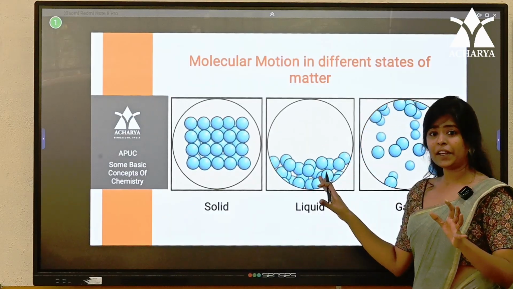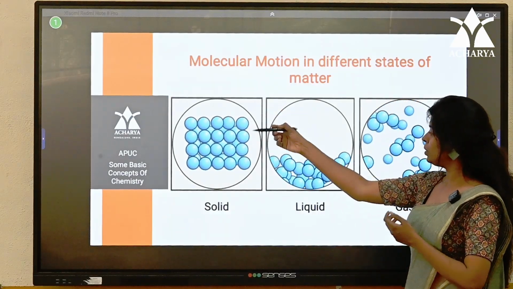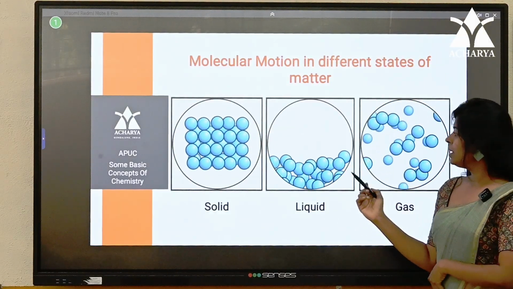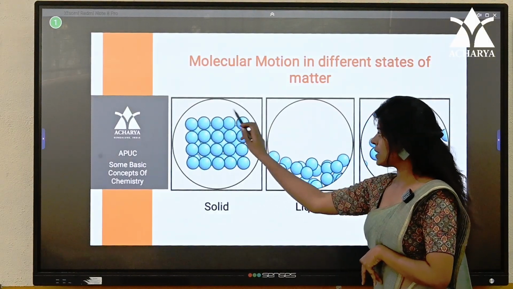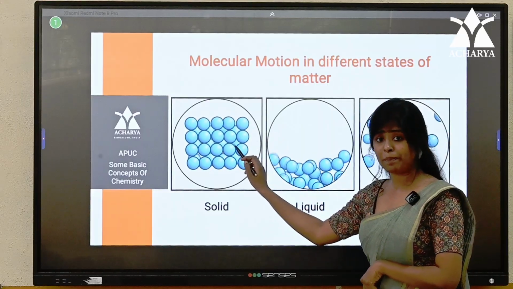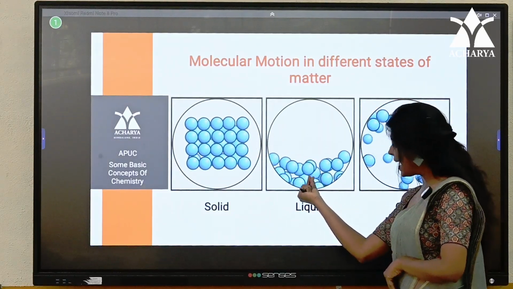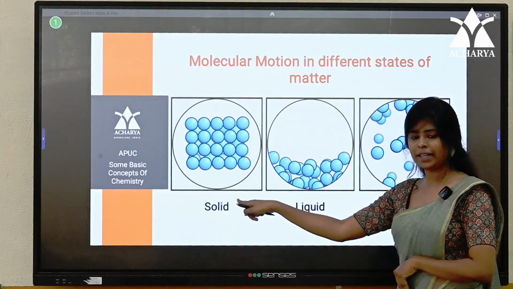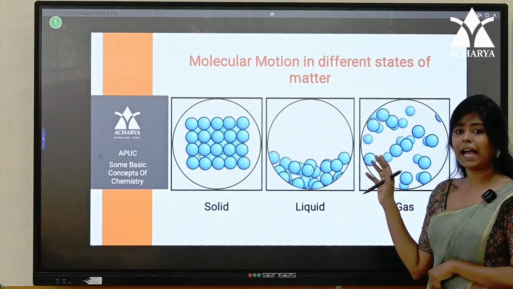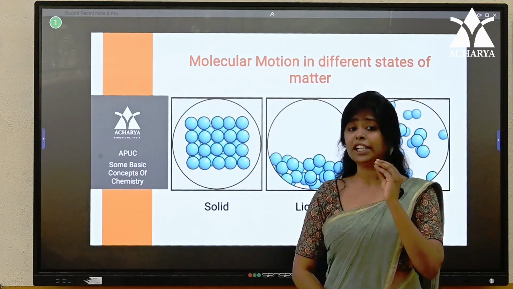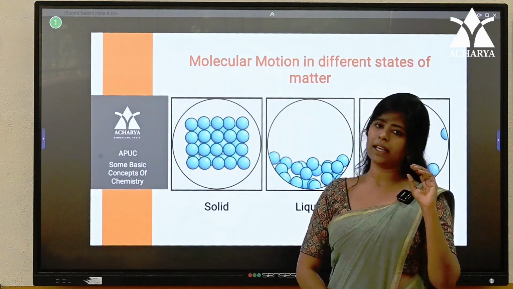Now, in this slide, you can see how the atoms are arranged in case of solids, liquids and gases. In case of solids, you can see all the atoms are very closely packed, whereas in liquids, there is a slight space when compared to solids, whereas in case of gases, atoms are very randomly arranged. Very weak intermolecular forces are involved in case of gases.